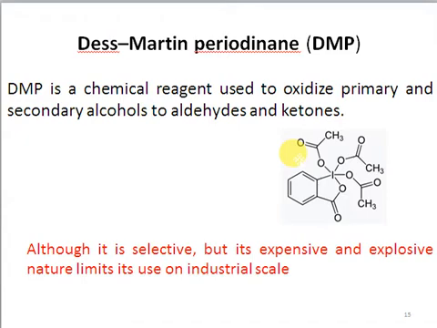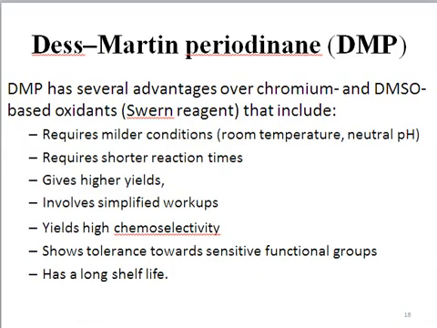Reagent is efficient because the ligands attached to it, these acetoxy groups, can easily be replaced. That's why it's very fast and a very selective reagent. So Dess-Martin periodinane has several advantages over chromium and DMSO based oxidants, right? Among chromium reagents we have studied in the inorganic section, and the DMSO based oxidant is basically Swern oxidation. And the advantages include that it requires milder conditions, right?